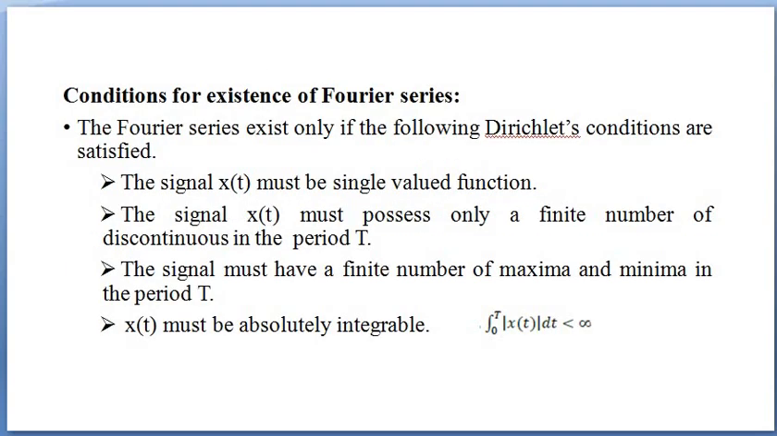Condition for existence of Fourier series. The Fourier series exists only if the following Dirichlet conditions are satisfied. The signal x of t must be a single valued function. The signal x of t must possess only a finite number of discontinuities in the period capital T. The signal must have a finite number of maxima and minima in the period capital T. x of t must be absolutely integrable. That means the integral 0 to T, magnitude of x of t dt, should be less than infinity.